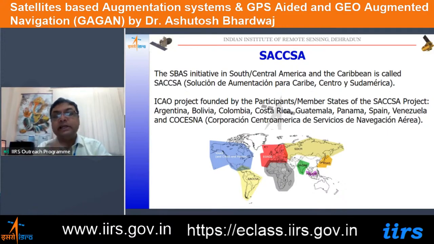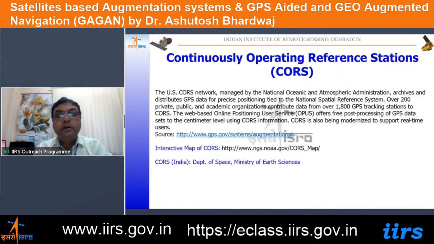So that was about the satellite-based augmentation systems, and then we have other stations in the GNSS category, like the continuously operating reference stations, which are highly useful for tectonic studies. These are spread all over the globe, maintained by different private, public, and academic organizations. Something like 2,000 GPS tracking stations are already there, which are provided by 200 plus organizations.